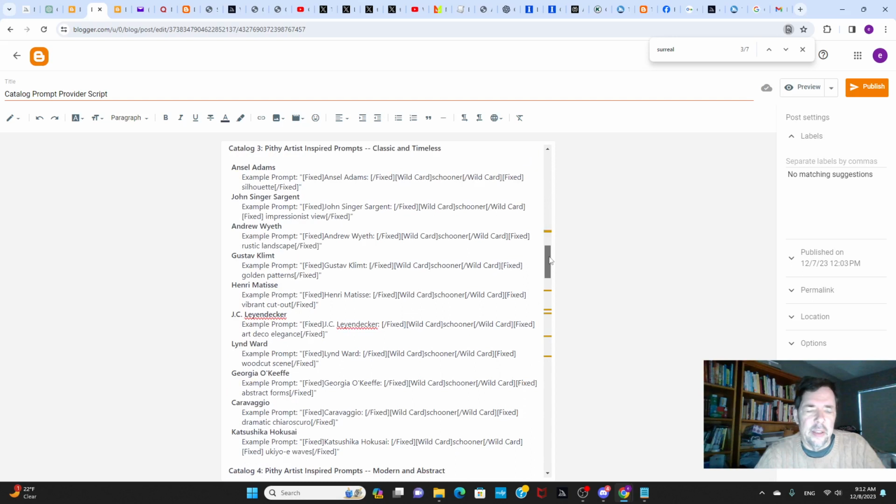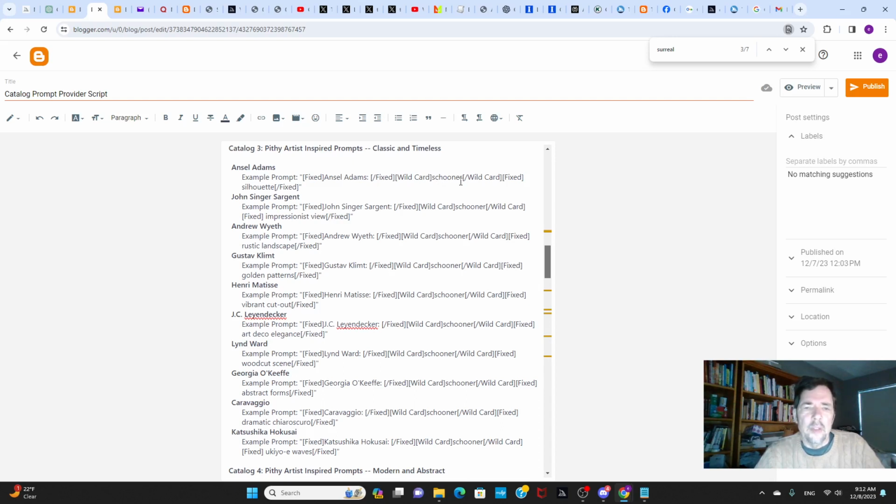I've got 4 catalogs, and these are called pithy artist inspired prompts. These are really short, so they only have about 4 words. To give it a little more robustness without instructions within the prompts, I put in tags that say fixed and wildcard. Fixed means that the Ansel Adams prompt will always have Ansel Adams and in silhouette. And the wildcard is it'll put in a word. This can change. That's the idea.